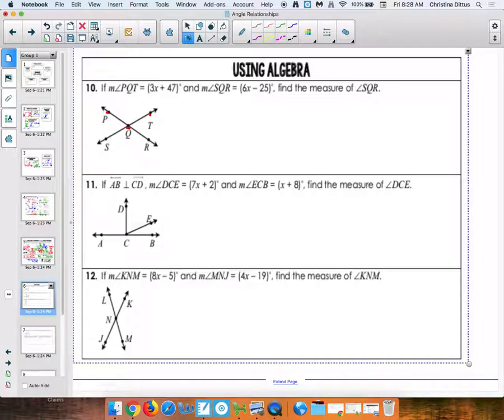Angle PQT is 3x plus 47. Angle SQR is 6x minus 25. I need to find the measure of angle SQR. What do I know about my red angles? They're equal. Why? Because they're vertical. So I'll set 3x plus 47 and 6x minus 25 equal, because they're vertical. Good.